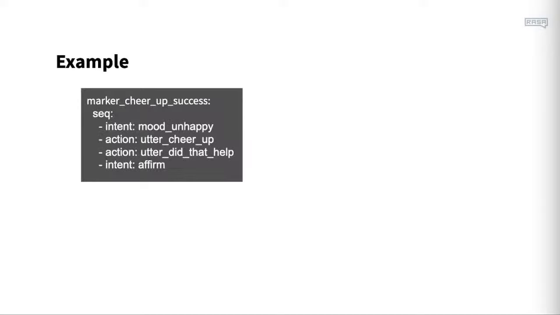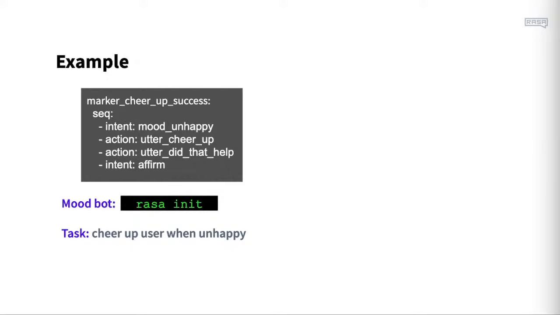This is an example of a marker definition written in YAML. It specifies task success for MoodBot. This is the bot that you get when you type the command Rasa init. MoodBot is tasked with cheering up users when they express an unhappy mood. And what this marker says is, mark every occurrence of the following sequence of events, where an intent, mood unhappy, has been detected, followed by actions utter cheer up and action utter did that help, and finally followed by the intent affirm.